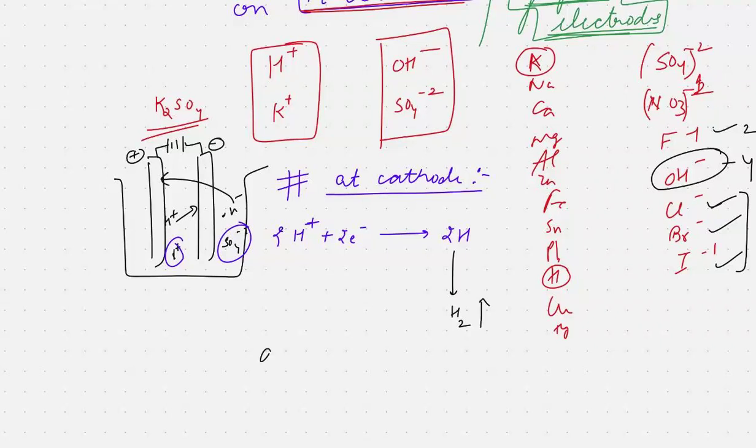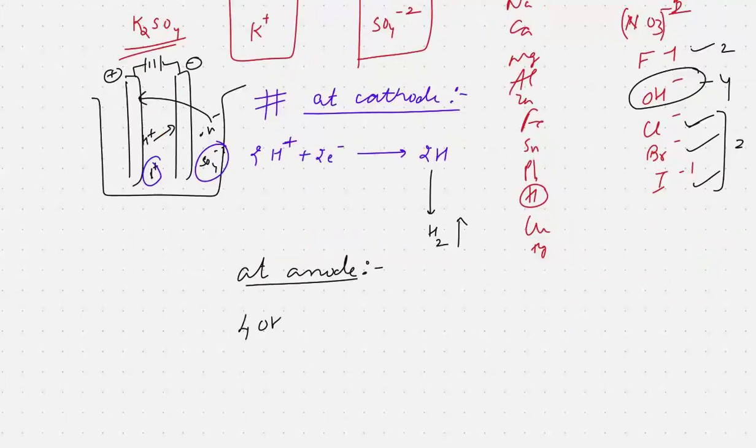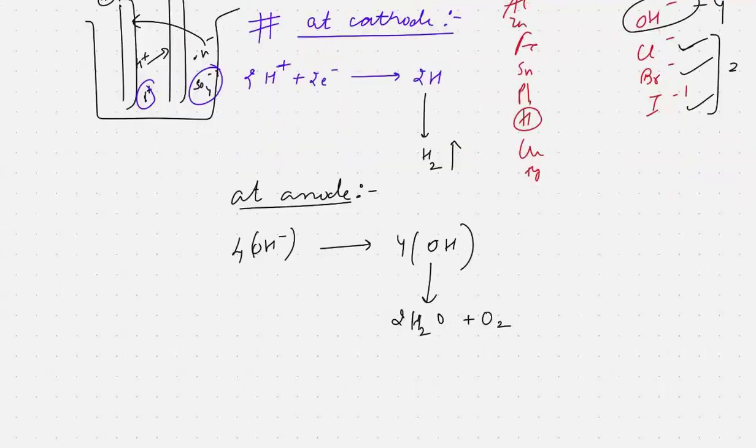And at anode, what are we going to write down? OH negative is going to be sent. How many OH negative am I supposed to send at once? 4 OH negative. So it forms 4 OH neutral, am I right? And 4 OH neutral will give me what? OH, OH, OH, OH. So it is going to give me 2 H2O plus O2. All right. Plus 4 electrons.